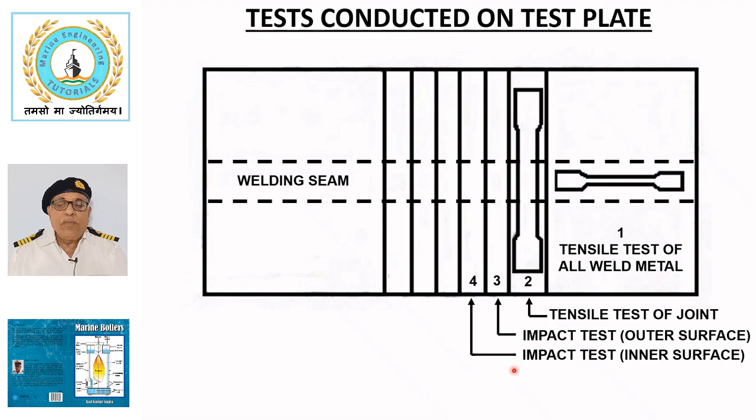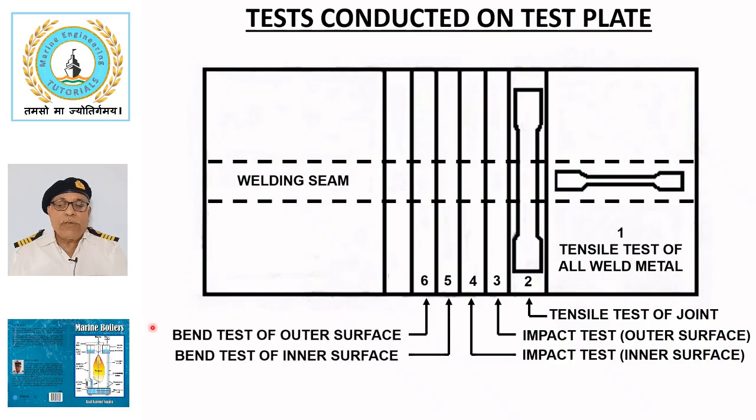Impact test of inner and outer surface is performed to determine the notch brittleness of the material and its ability to withstand impact. Bend test of inner and outer surface is carried out to check the ductility and crack resistance of the material.